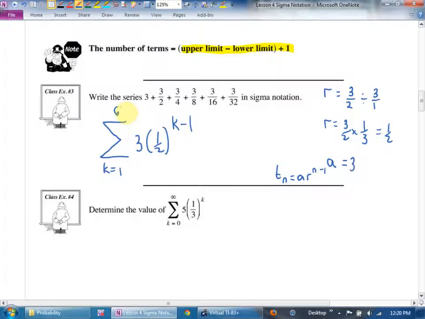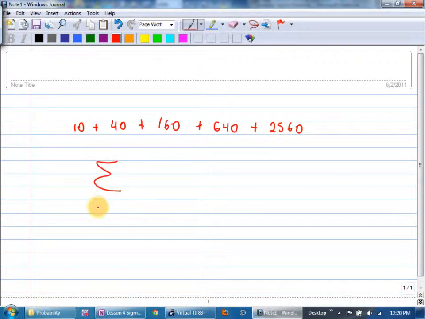Okay? So, don't write this down. 10 plus 40 plus 160 plus 640 plus one more, 2560. Is that times by what? What's R here? 4. How many terms? The sum from n equals 1 to 5, I'll use n just for the heck of it, of a bracket r to the n minus 1. That's that written in sigma notation.